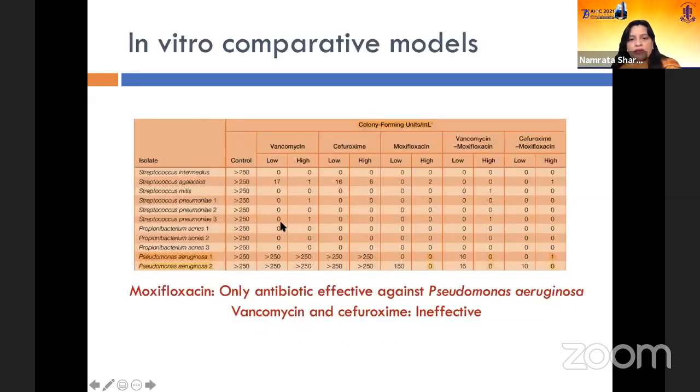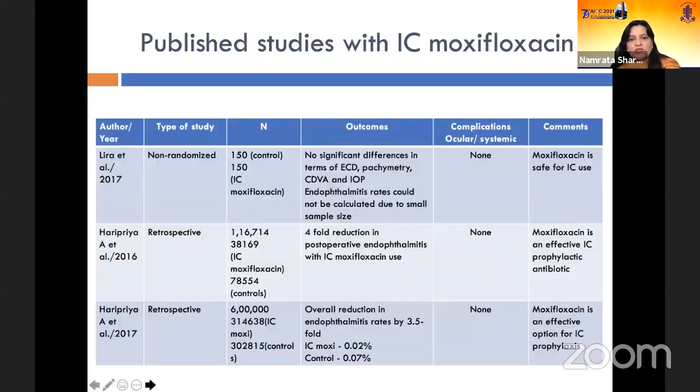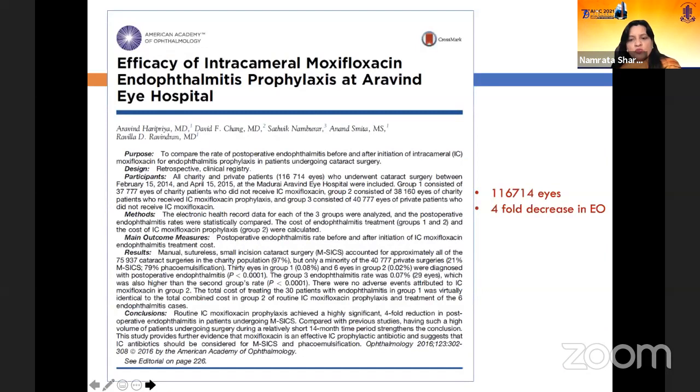In vitro comparative models have also shown that moxifloxacin is the only antibiotic which is active against Pseudomonas aeruginosa. This is the commonest in our country, and so it has a role to play. Vancomycin and cefuroxime are ineffective against Pseudomonas aeruginosa. Now, these are the studies, retrospective and all of them non-randomized, to show that intracameral moxifloxacin works. This was done in 1 lakh patients, which showed a 4-fold decrease in endophthalmitis.